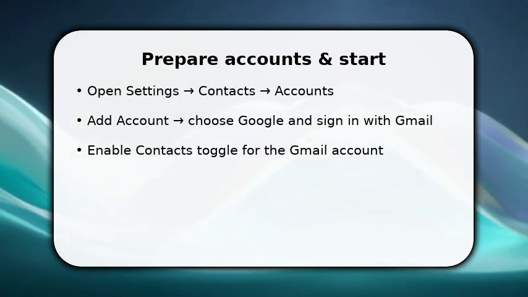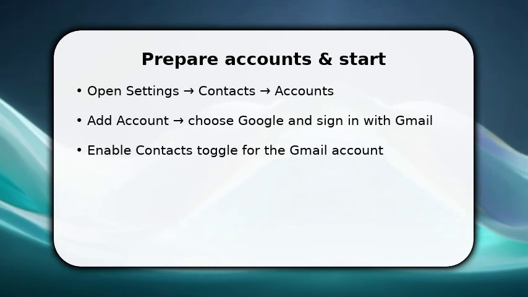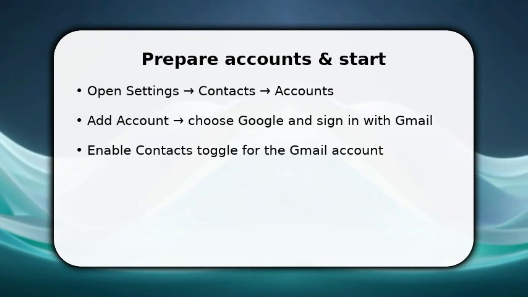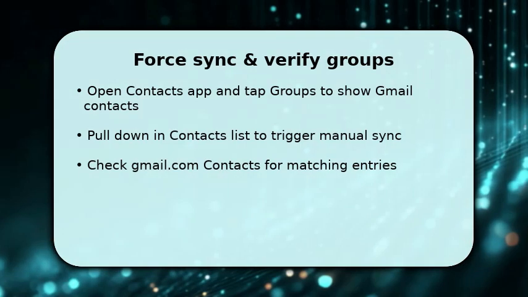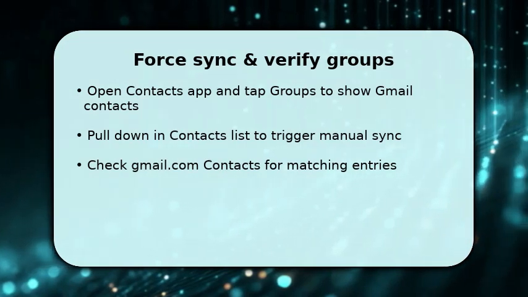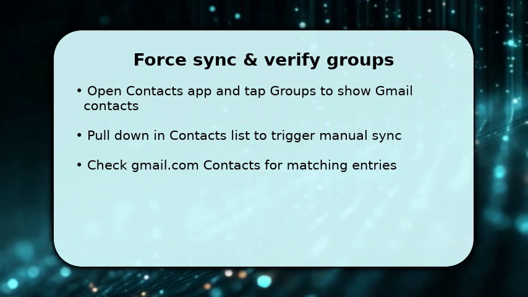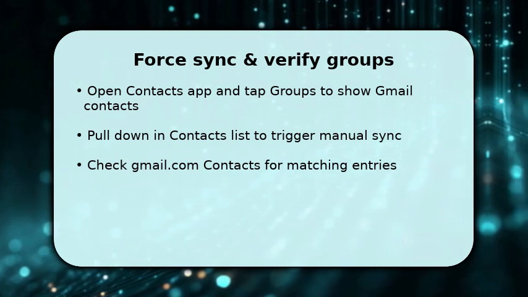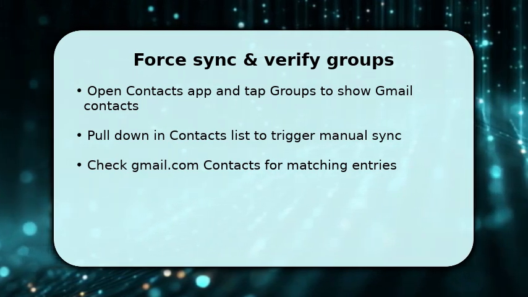Once done, leave Settings open and move to the next step, where you'll confirm sync direction and force an initial update to make contacts appear. Next, open the Contacts app and tap Groups to ensure Gmail is selected. This filters visible entries to your Google Contacts. Pull down on the contacts list to force a sync. iOS will query Gmail immediately.